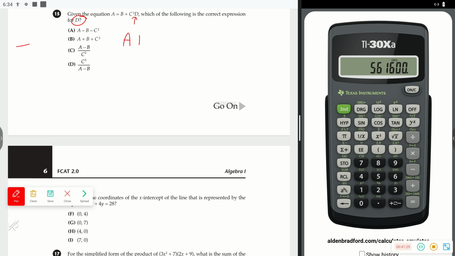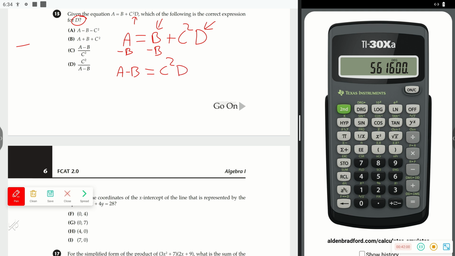So we have a equals b plus c squared d. If we're trying to get d by itself, we have to get rid of the c squared and we have to get rid of the b. The first thing we want to do is not the term we have to divide. We always want to get rid of the term that we're adding or subtracting. So to get rid of b, we're going to do a minus b. So we have a minus b equals c squared times d.